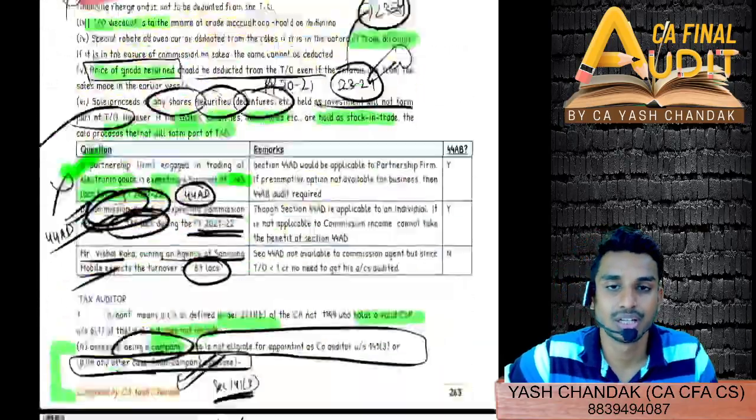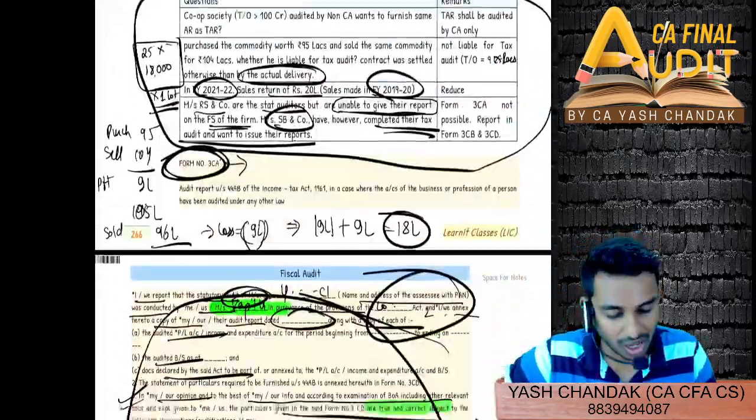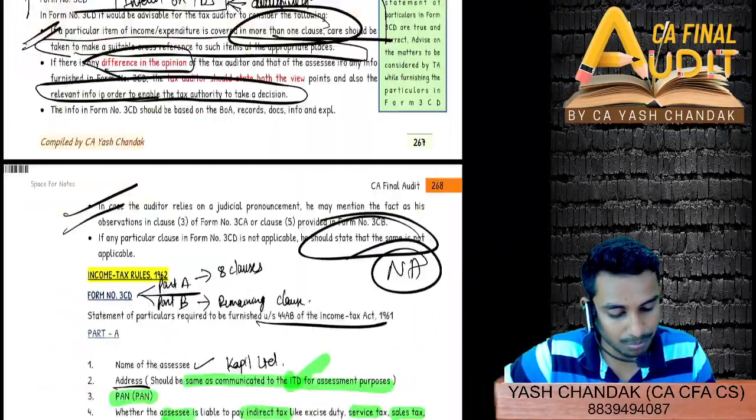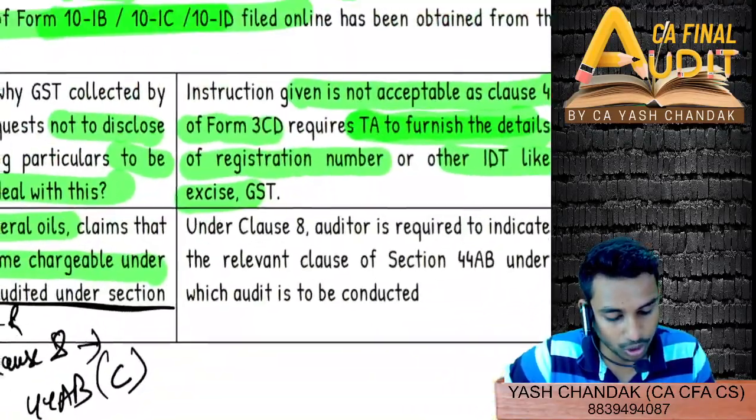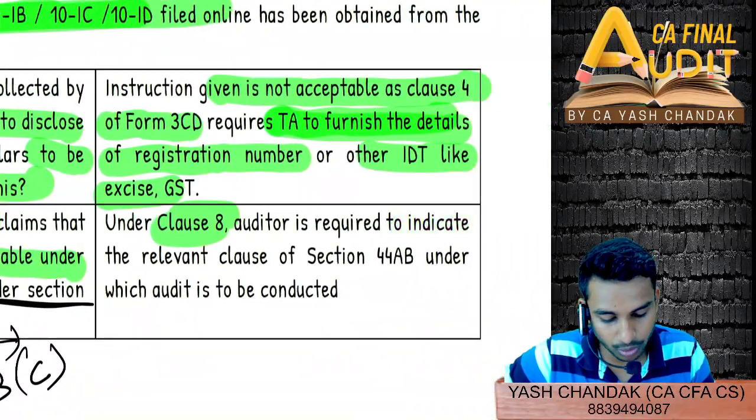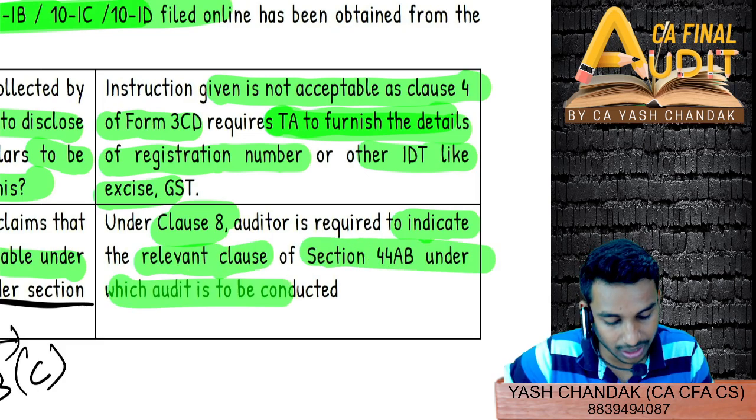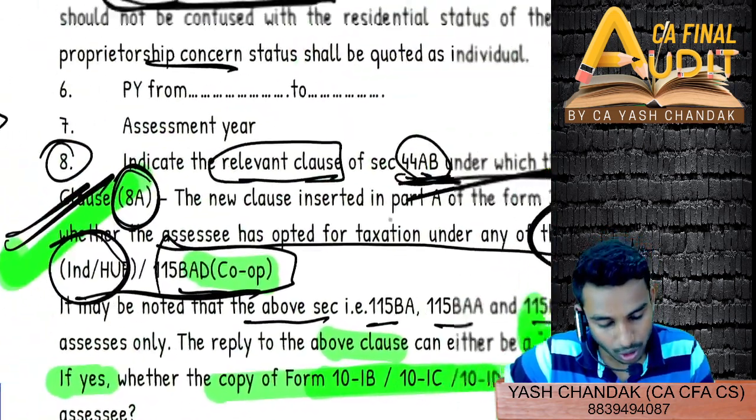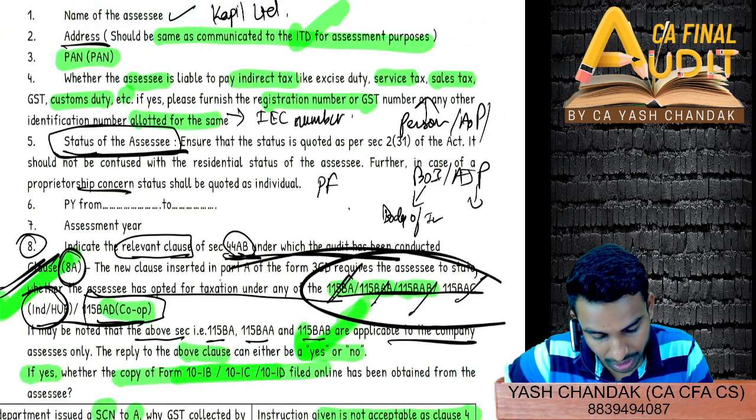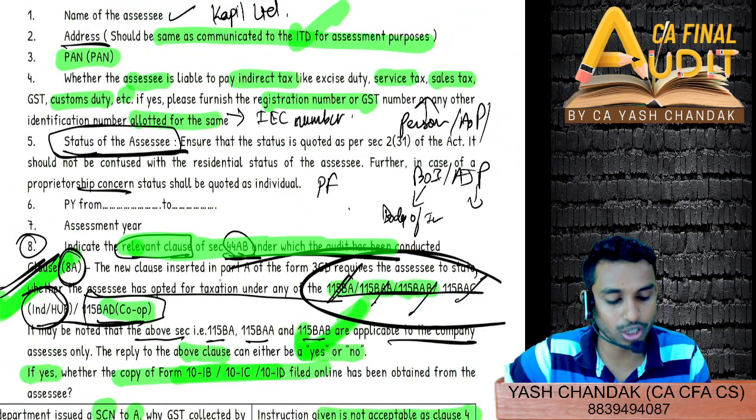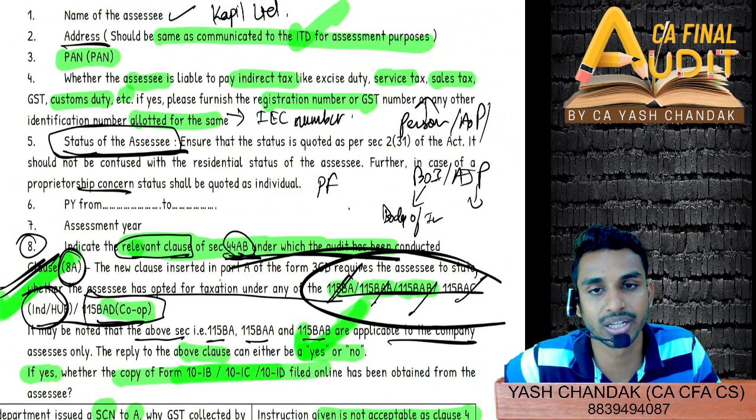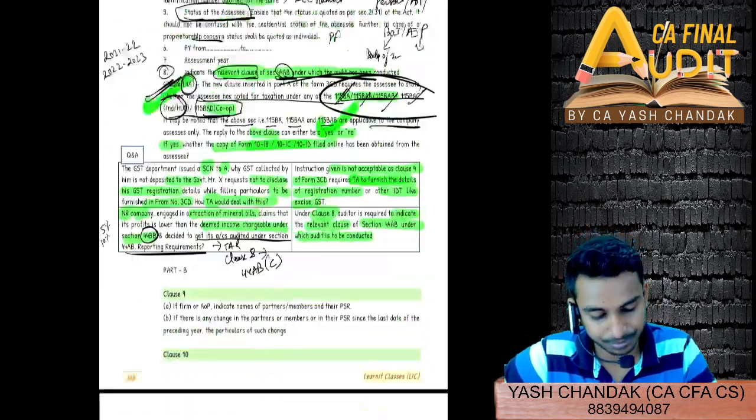Okay? So it is asking for your reporting requirement. Then you will say simply that we need to report under clause 8. The auditor is required to indicate the relevant clause of Section 44AB under which the audit is to be conducted. Because they also told you to indicate the relevant clause of Section 44AB under which the audit has been conducted. Clear?